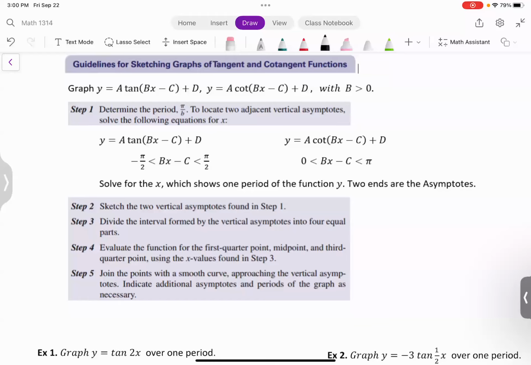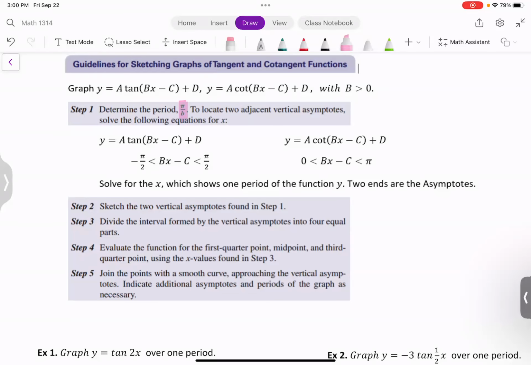First one, I need to determine the period. So for the period of tangent and cotangent, it is pi over b. And locate 2 adjacent vertical asymptotes. Solve the following equation for the x.